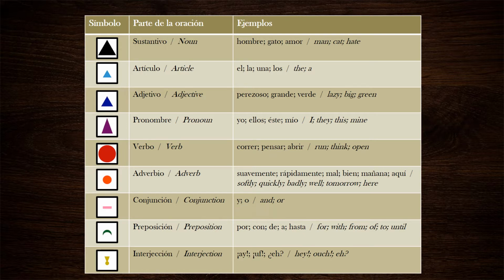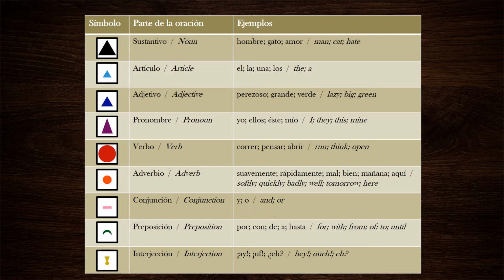Verb is the huge red circle like the sun. Actions. Verbos. Run, think, open, correr, pensar, abrir. Adverbs describe verbs and adjectives and other adverbs. So, softly, quickly, badly, well, tomorrow, here. In English, a lot of them end in ly, but not all of them. You already know several of these, like mal, bien, mañana.